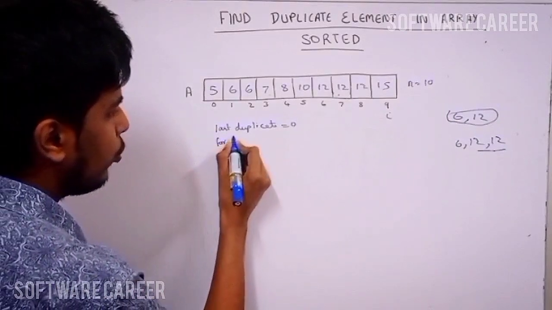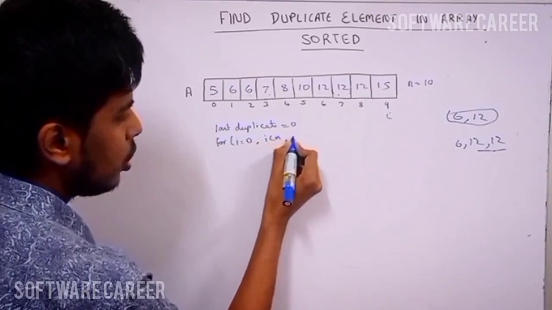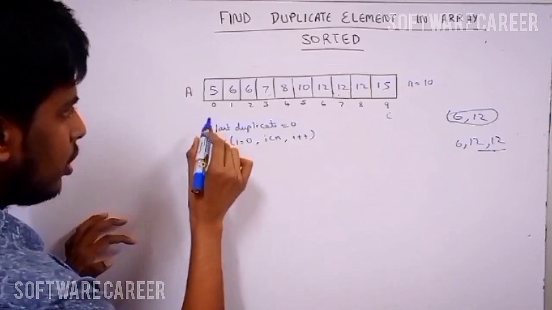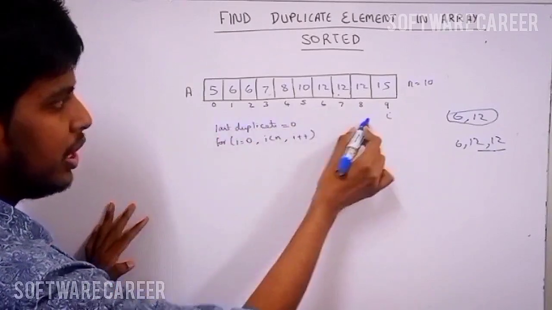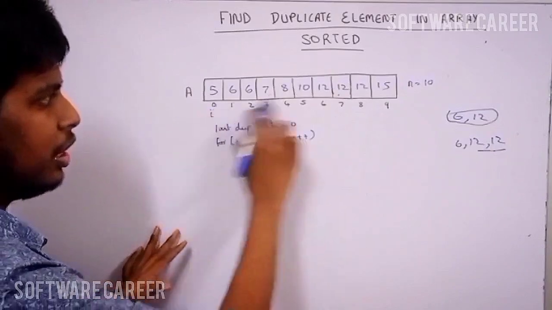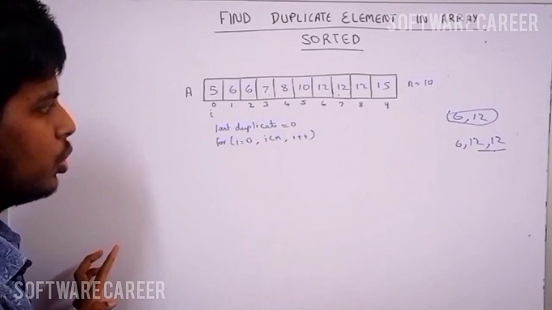Now I'm writing a for loop: for i equals 0, i less than n, i plus plus. Now this loop is used for traveling i from 0 to 9. i is at starting 0. Now you want to check duplicate elements in this array, so from 0 to 9 you should move. For that I am writing this loop.